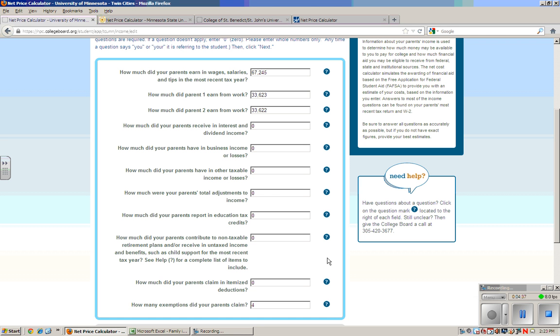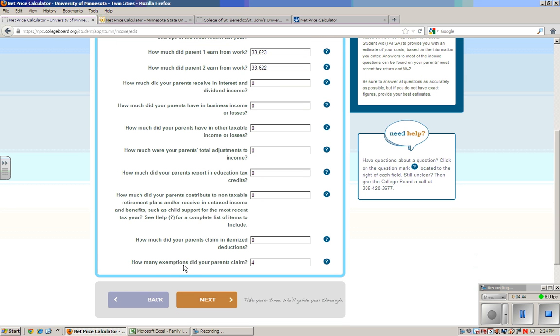Again, if you have any of that information from your own tax returns, you can use that to help you out. On this particular one, when it asks you how many exemptions did your parents claim, if you don't have anyone who's a family member living outside of the household, it's probably going to be the same number as the people who are in your household, which is why I chose 4.